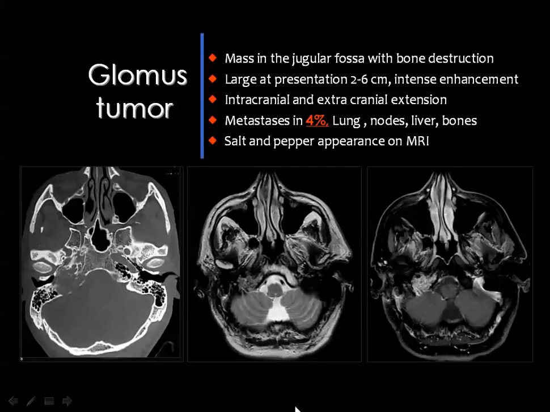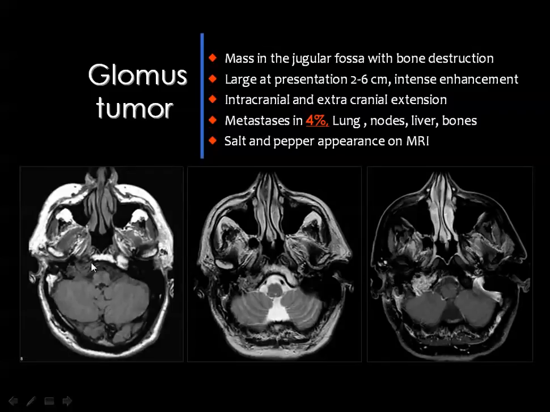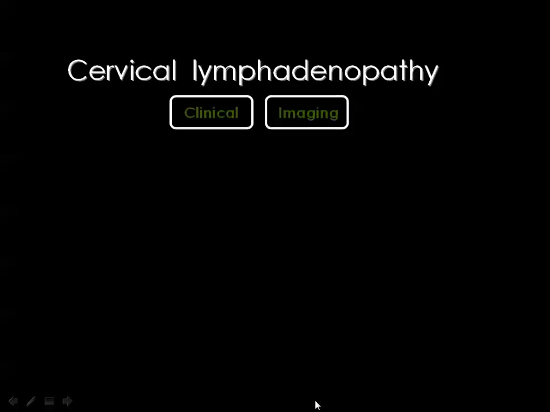Then CT is good in delineation of bone erosions. As you can see here, there is erosive changes in the jugular fossa, and this jugular fossa is occupied by an intermediate signal mass, which is strongly enhancing after injection of gadolinium. Then the differential diagnosis of lymphadenopathies in the cervical area or in this area in particular will depend on the clinical picture and the imaging finding.